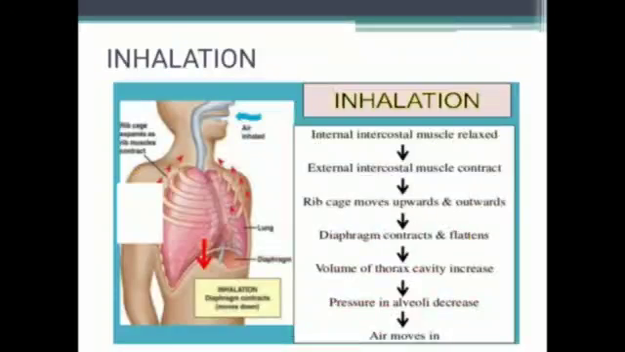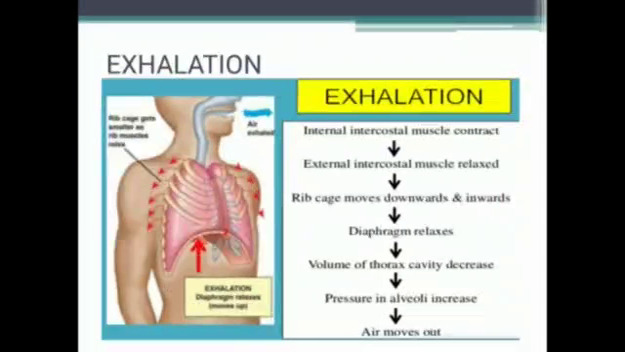So first is inhalation. As I told you, in inhalation the internal intercostal muscles relax. When we inhale, air reaches through our nostrils, passes to the windpipe and then goes to the lungs. What will happen when air enters our body? External intercostal muscles contract. Now the rib cage moves upward and outward, and the diaphragm flattens. After that, the volume of the thorax cavity increases, pressure in the alveoli decreases, and air moves in.